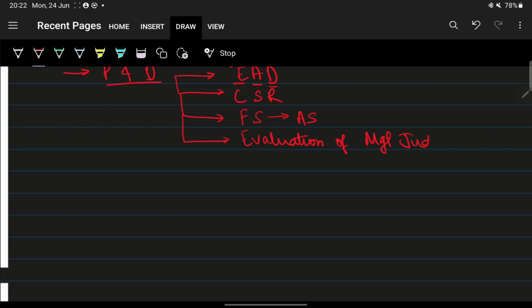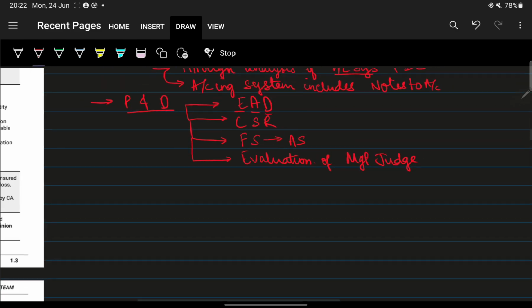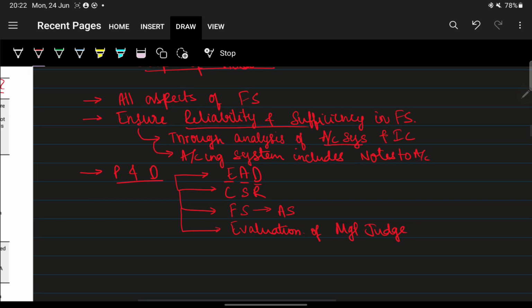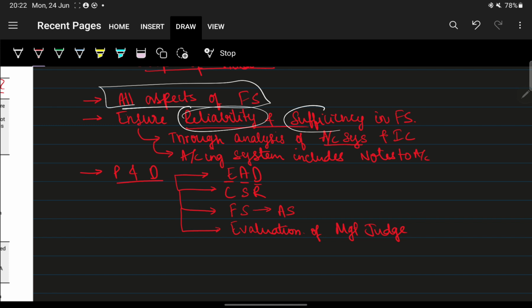Okay, so this is basically what is within the scope of audit. Firstly, he should ensure that all aspects of the financial statements are covered. So the scope of the audit is all aspects of the financial statements, and he must ensure reliability and sufficiency in financial reporting, right? How will he ensure reliability and sufficiency? Through analysis of the accounting system and its internal controls.